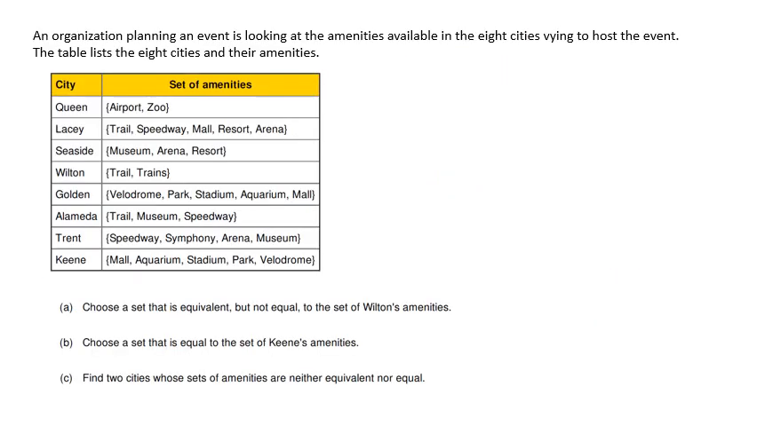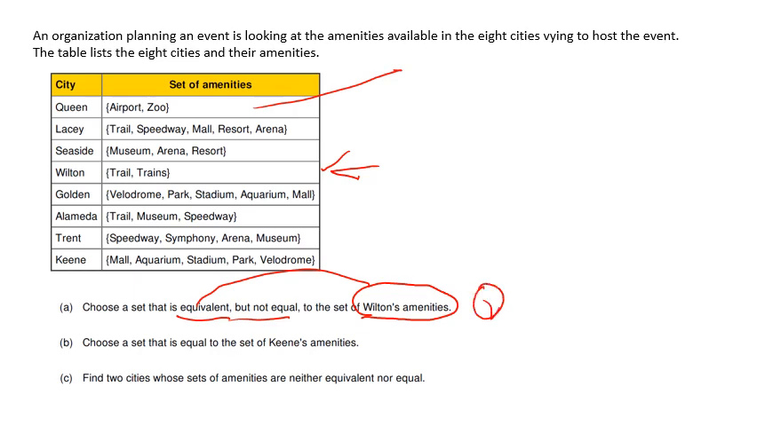Okay, read the problem, pause the video, try the problem, play the video. So you've read it over, you know what it's asking for. We need to answer the following 3 questions. Choose a set that is equivalent but not equal to the set of Wilton's amenities. So we want it to be equivalent, meaning the same number, but not equal. So here's Wilton. It has 2 elements. So let's look for another set that has 2 elements, Queen. And it's not equal because the elements are not the same, so Queen.